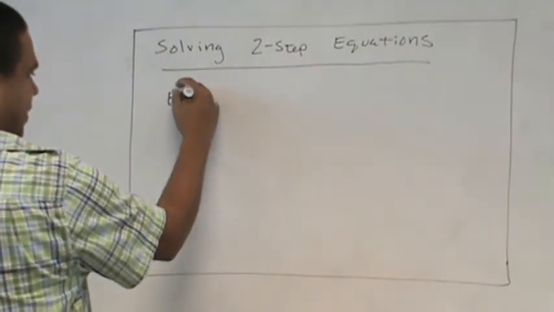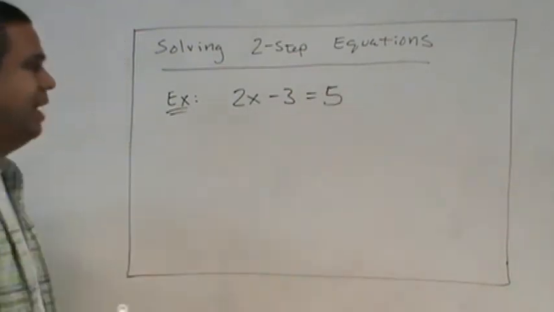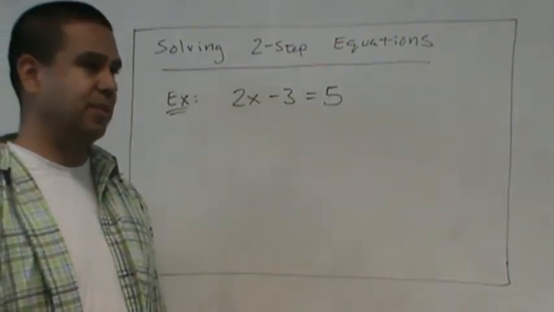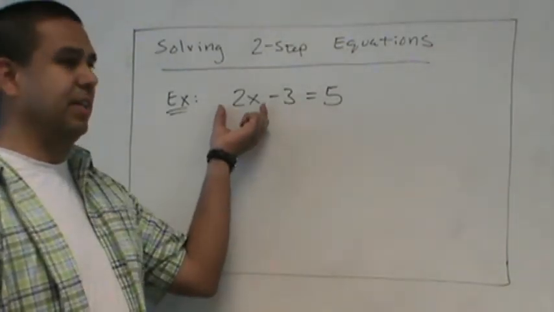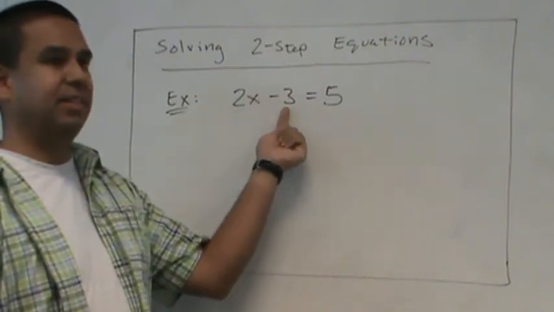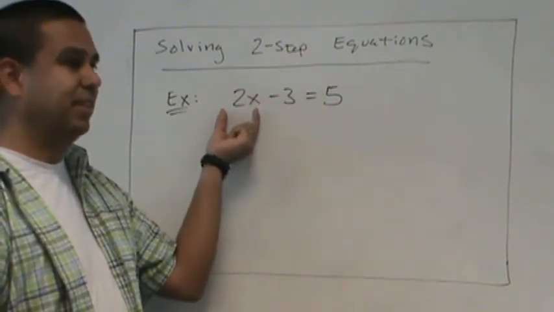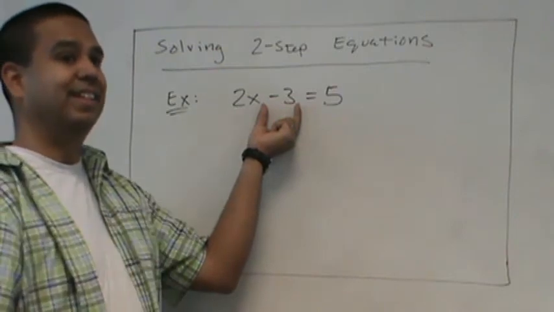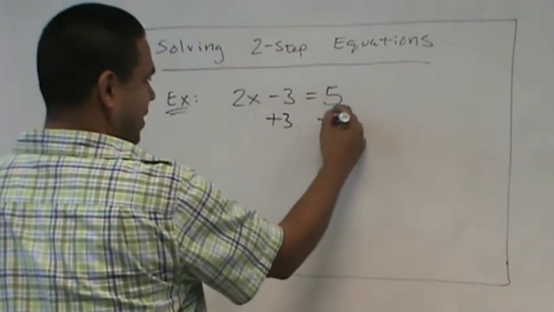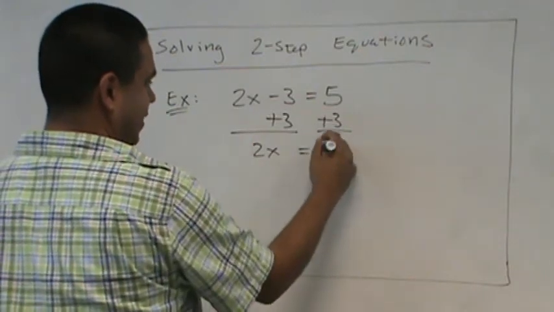So let's just jump in here with an example. What if we had 2x minus 3 equals 5? Okay. So we're still going to do the inverse, the opposite. If I have this quantity, 2x, this is 2 times a number. So I did 2 times a number and subtracted 3. If I subtracted 3, how do I get back to this quantity? What's the inverse of subtracting 3? Adding 3, right? So we would add 3 to both sides. So now we're left with 2 times x, and that's an 8.